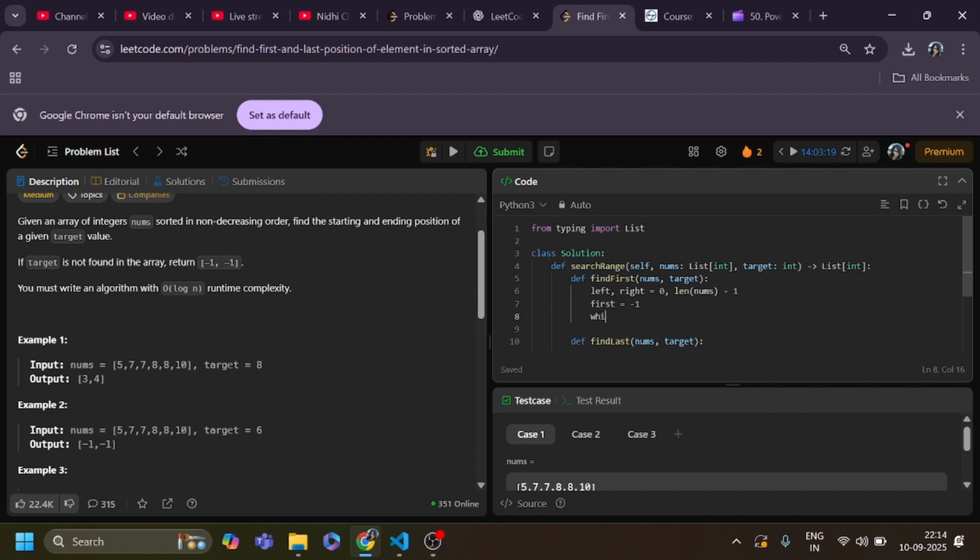After that I need to define a while loop: while left is less than or equal to right, I need to define mid. Mid equals left plus right divided by 2.